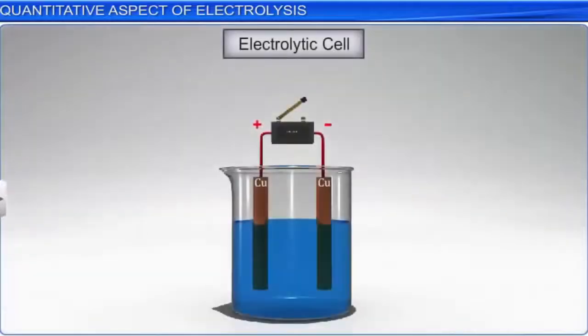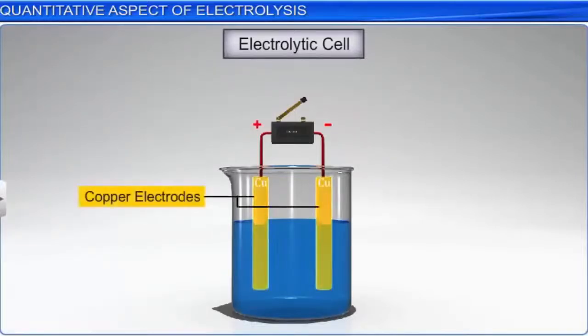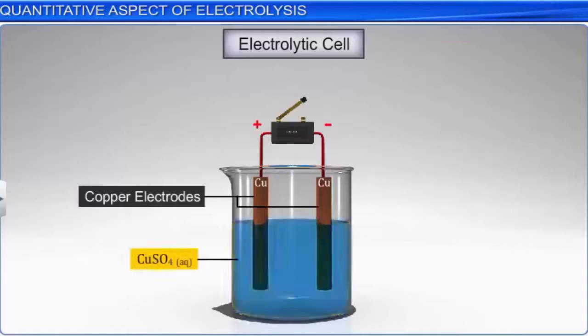Let's look at a simple electrolytic cell. As shown in the diagram here, it consists of two copper electrodes immersed in an aqueous copper sulfate solution. The electrodes are connected to a DC power supply.